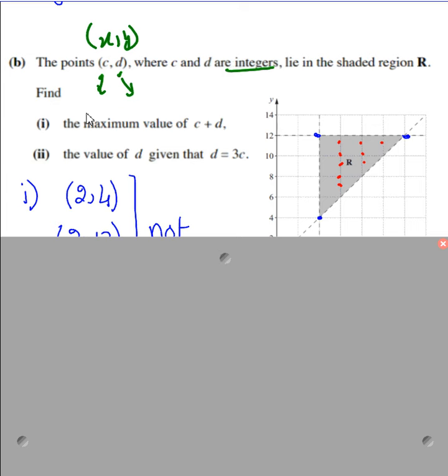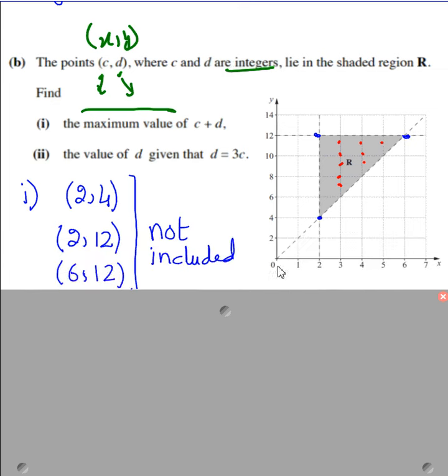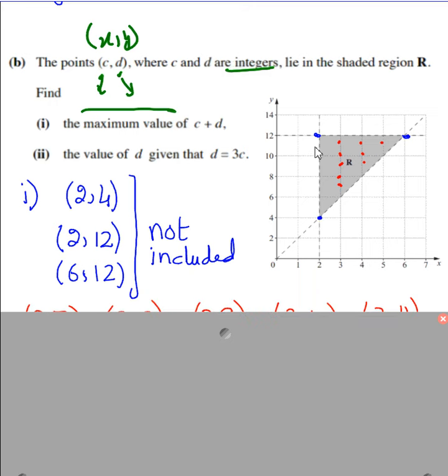Now, whenever the question comes of maximum value or minimum value, the common understanding is the point must be on the vertices of the region. Now this region has 3 vertices, which I have highlighted with the blue dots. Now if I see, these points are basically what? (2, 4), (2, 12), (6, 12). But these points are not included. These vertices are not included because the lines are dotted. So points are not existing on the line. They're somewhere inside. So I will write down all the points which are here inside the region.